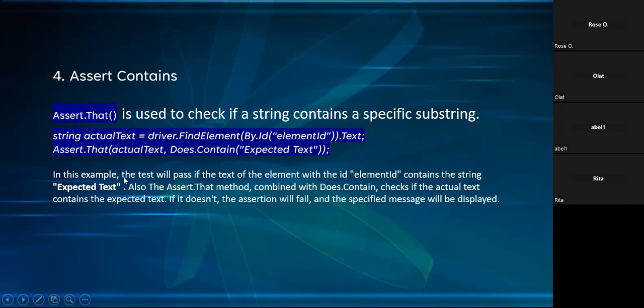So in this example, the test will pass if the text of the element with the ID "element" contains the string expectedText. Also, the Assert.That method combined with Does.Contain checks if the actual text contains the expected text. If it doesn't, the assertion will fail and the specified message will be displayed.